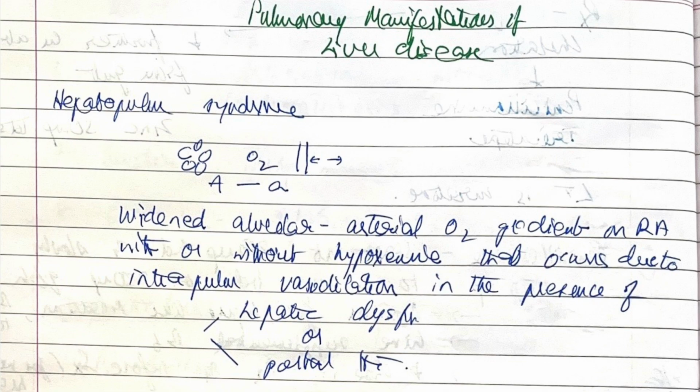Pulmonary manifestations of liver disease. First, hepatopulmonary syndrome. It is a widened alveolar arterial oxygen gradient with or without hypoxemia that occurs due to intrapulmonary vasodilatation in the presence of hepatic dysfunction or portal hypertension. Advanced liver disease is not necessary for the development of HPS.